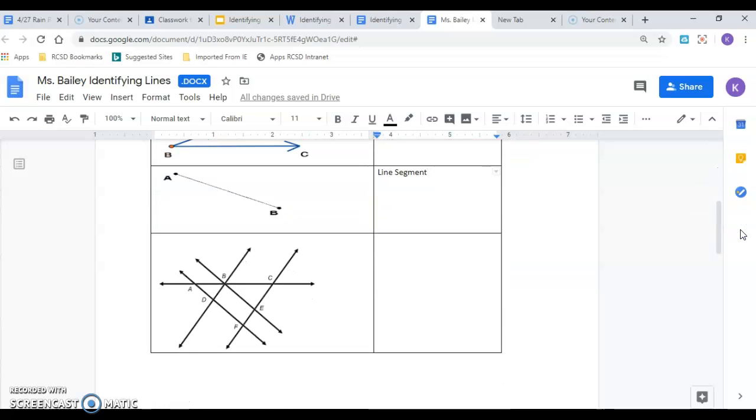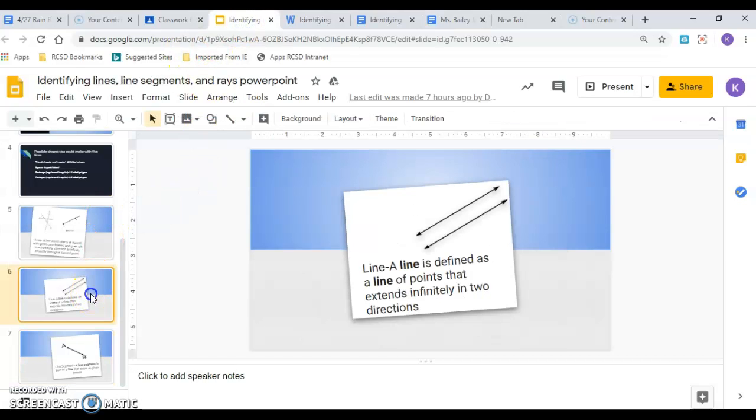Okay, this one's tricky. I'll go over this one with you. So this is an arrow, this is an arrow, this is an arrow, this is an arrow. I see some letters like they're labeling things, but there's no points really. So this is actually just going to be lines. These are all lines, which I could look back and see on the line slide. It shows a line defined as a line of points that extends infinitely in two directions. They have the arrows. It's just going on and on with the arrows.